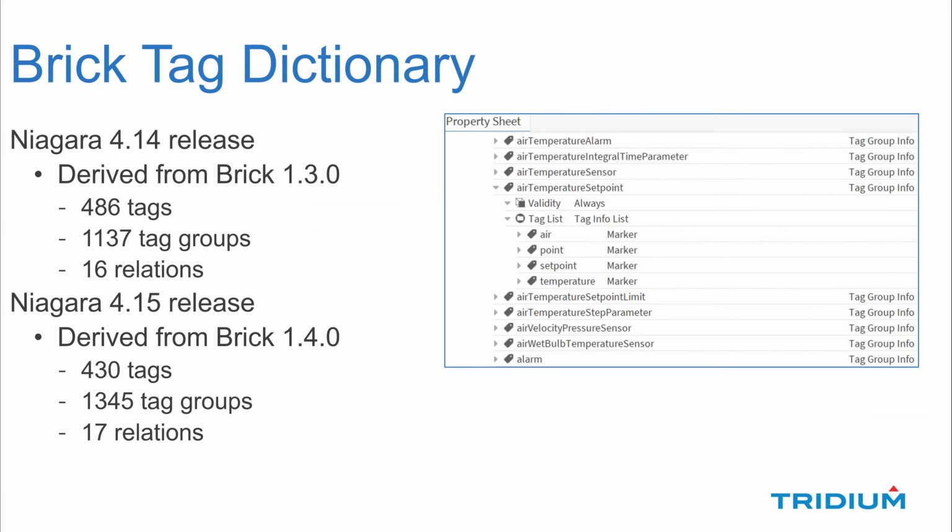There are a lot of things that 4 does automatically for you, which is pretty nice. Again, the tag dictionary in 4.14, we released the Brick tag dictionary, so that's available to you. In 4.15, we've added more tags and honed in on groups and relationships between those. So that will help you go down that journey if you're looking to identify things with the Brick ontology.